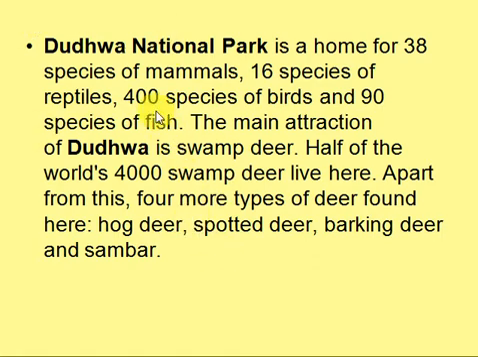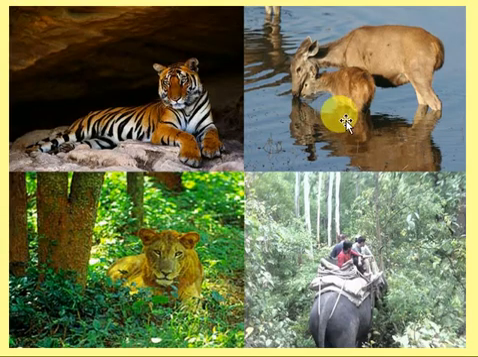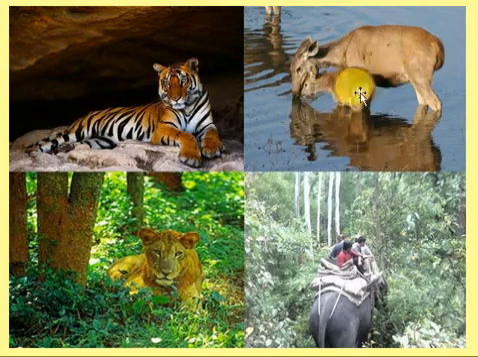So this was about the Dudhwa National Park, popularly home to, again I can repeat, 38 species of mammals, 16 species of reptiles, 400 species of birds, and 90 species of fish found in this area. So especially it is famous for the swamp deer, although you have tigers also. Look at the picture of the different animals. This is the swamp deer, which the park is famous for, you can say.